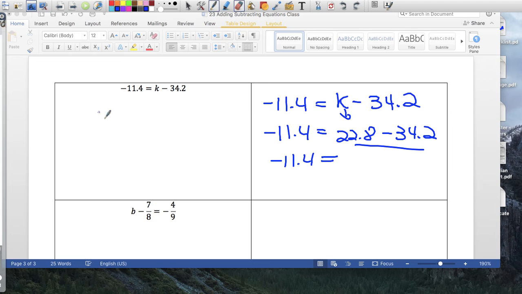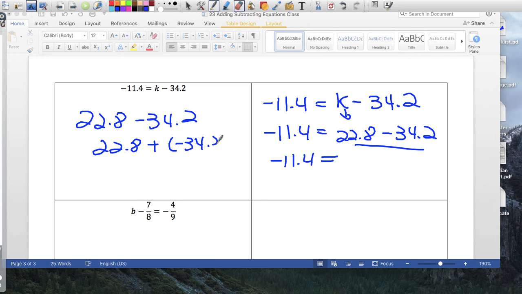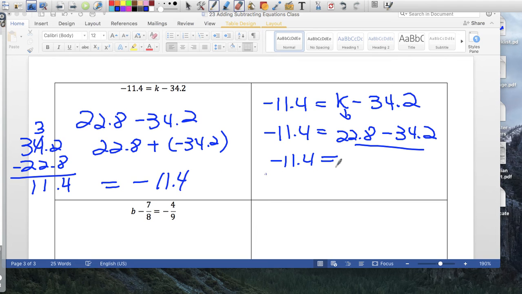Let's erase that. So I have 22.8 minus 34.2, 22.8 plus negative 34.2. So my answer is going to be negative, right? Because there's more negative. So let's do 34.2 minus 22.8. So borrow, that's a 3, that's a 12, that's a 4, 1. Negative 11.4. This is negative 11.4. Are they the same? Yes and yes.